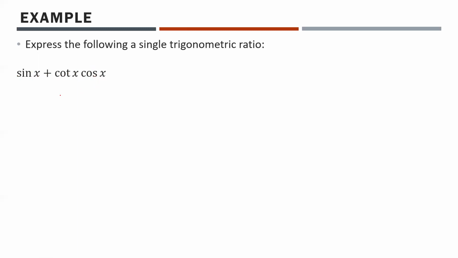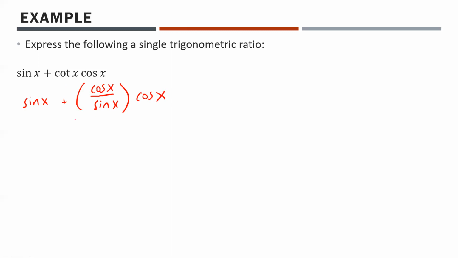Now, you can think of cotan, of course, as 1 over tan, but that doesn't get rid of the problem that we have that it's still not a sine or a cosine. So remember, cotan could also be thought of as being cosine over sine. So let's get to it. Sine x plus cotangent, which could be written as cos x over sine x, times cos x.